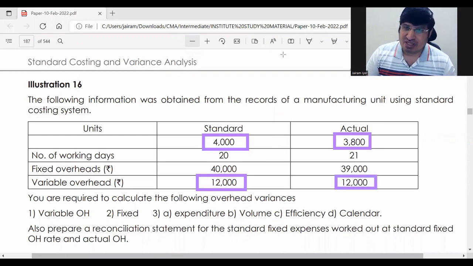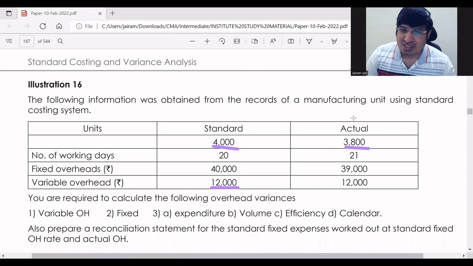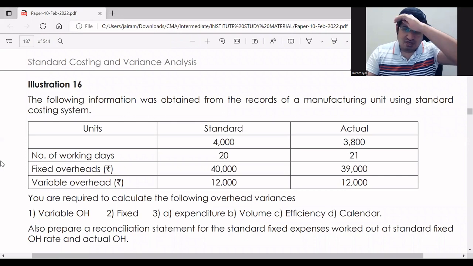Let me tell you once again. Basically, first find out the standard overhead rate. This data will be there. Variable overhead, whenever total is asked, just go and find the standard rate. Now we have standard rate 3. Now what you have to compare is, using the standard rate, the standard cost of actual quantity you have to find. So 3,800, which is actual, into the standard rate which we computed here, minus this 12,000. That's all.